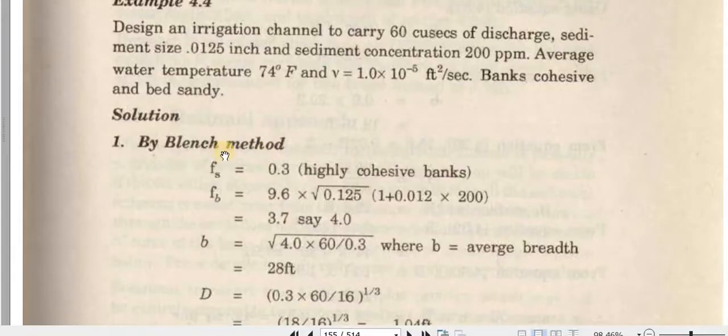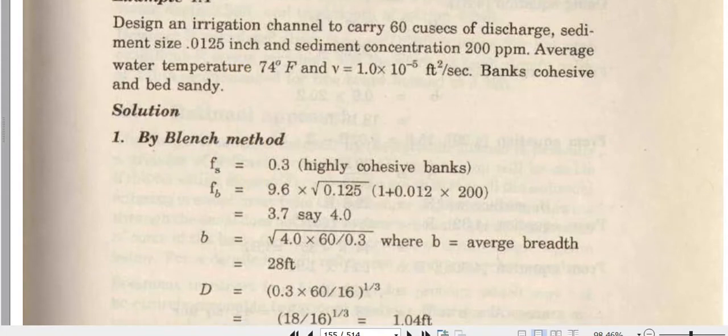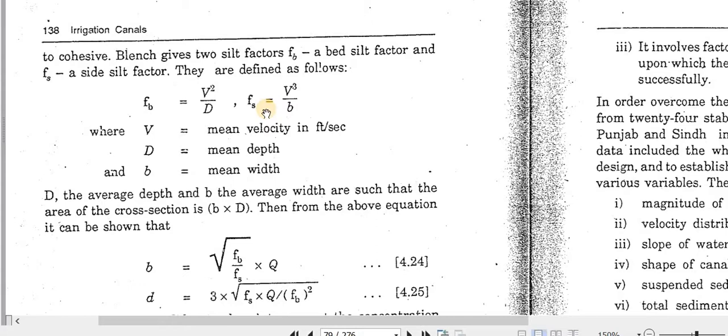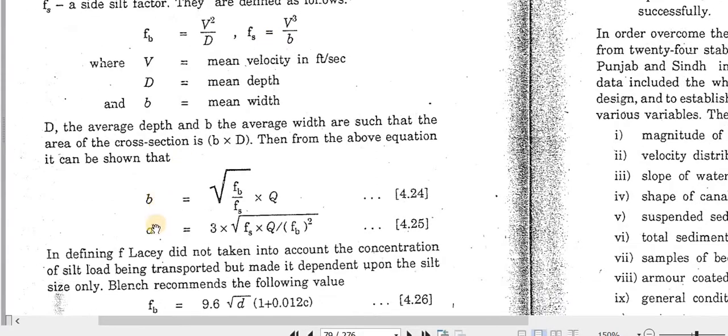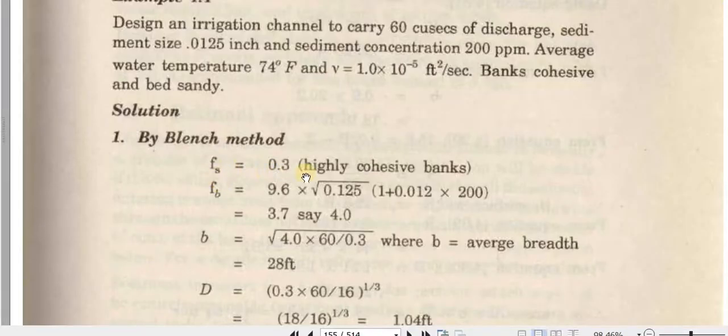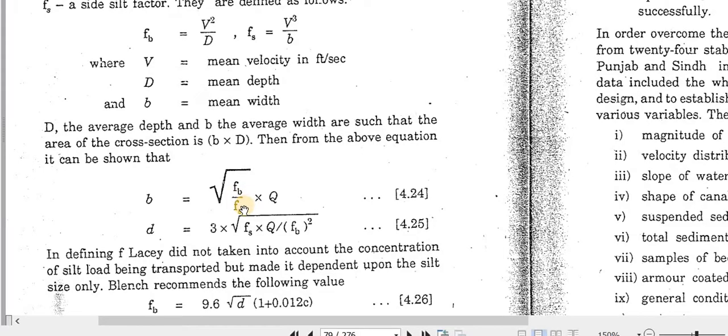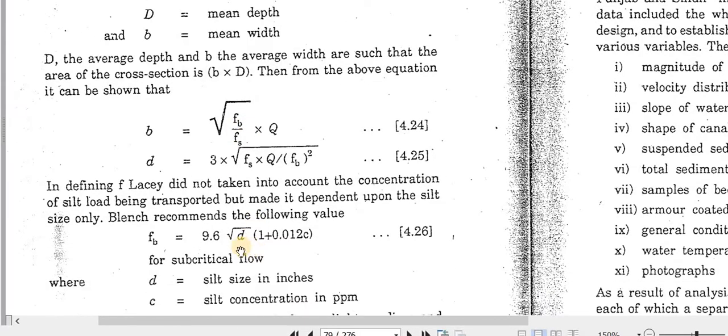So in the first approach we will use the Blench method. This is the data, and in the Blench method we have equations for FB and FS. These will be calculated separately. We will calculate B and small d, and multiply this D and this small b with each other to calculate area. So Fs is equal to 0.3, that is used for highly cohesive banks. It will be taken from literature. For FB we will use the equation like this one. We enter D in inches and C in parts per million.